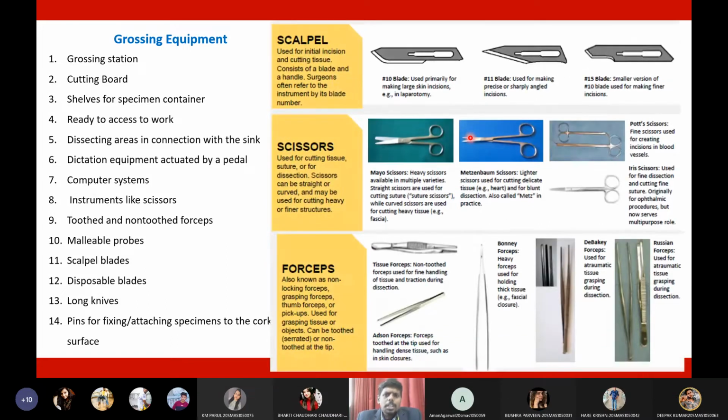Then we need various types of surgical items like scalpel blades, scissors, and forceps. Forceps are for holding the specimen. Scissors are for cutting the specimen. Scalpels are for cutting small bits of the specimen in detail. So these are the scalpel, scissors, and their uses. I need not say much. You already know, right?